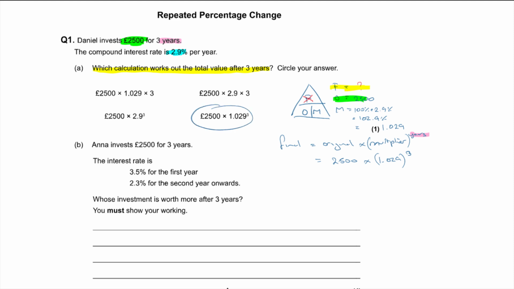Now part B says Anna invests £2,500 for 3 years. The interest rate is 3.5% for the first year and 2.3% for the second year onwards.